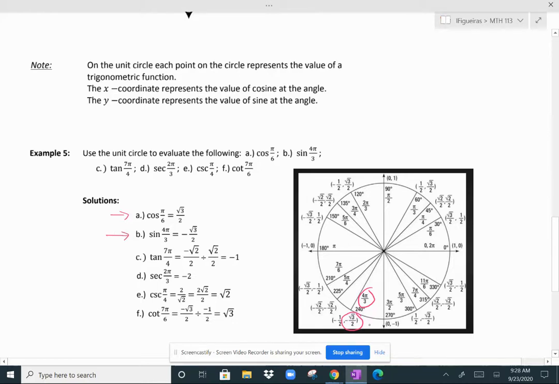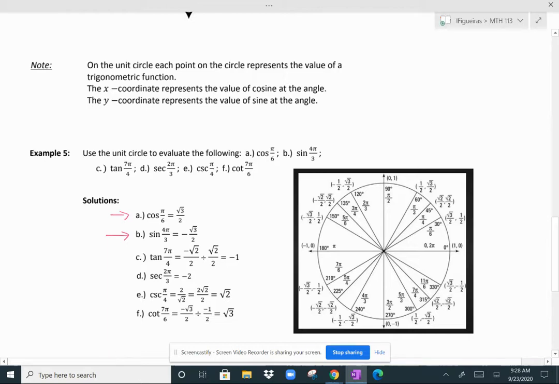And again, you could find this with your triangle, because at 4 pi over 3, that's 240 degrees. Your reference angle is 60 degrees here. So you have a 30, 60, 90 triangle. So you'd be able to figure it out like that as well.